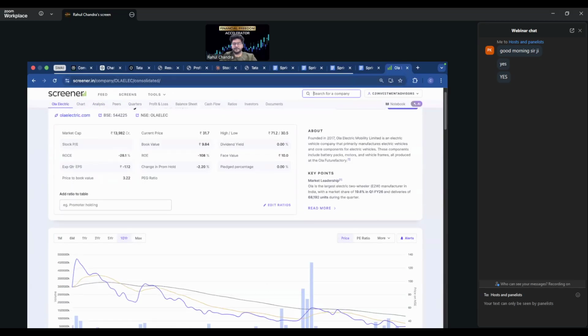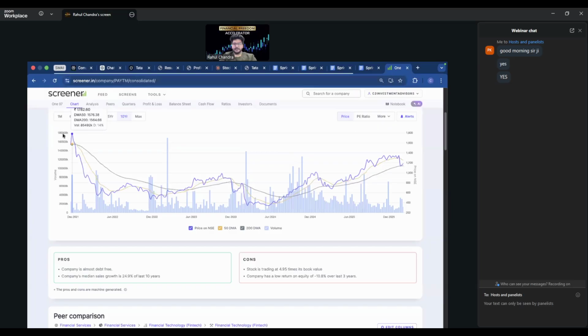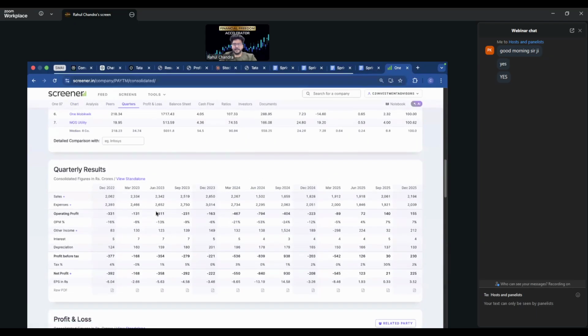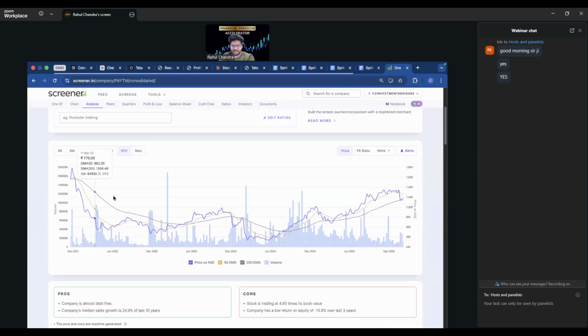Right? What about Paytm? Let's look at it. IPO'd, stock price till date hasn't been able to come back to that level. Why? Let's look at profit and loss. Minus 300, minus 1500, minus 4000, minus 3000, minus 1700, minus 2400. If it is continuously in losses, believe me, it reflects in the price of a stock.